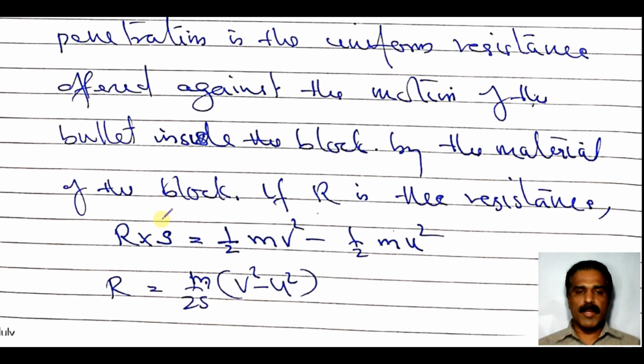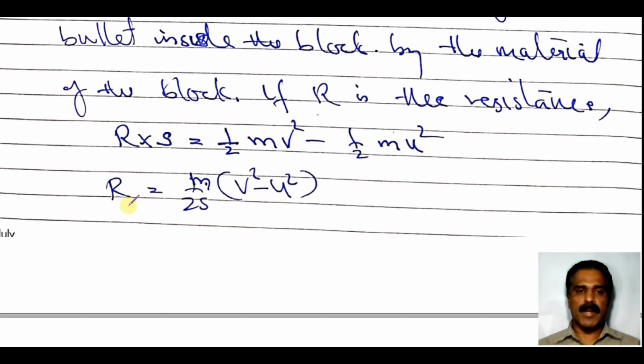Work done is equal to change in kinetic energy. So if R is assumed to be the uniform resistance offered by the material of the wooden block, then R into s, where s is the distance traveled, is equal to half m v square minus half m u square, where this is the final kinetic energy and this is the initial kinetic energy. When we rearrange this, we can write R is equal to m by 2s into v square minus u square. So m by 2s into v square minus u square is the equation for resistance offered by the wooden block.